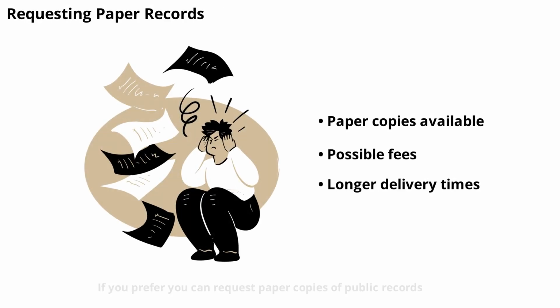If you prefer, you can request paper copies of public records. Keep in mind that this may involve additional copying and mailing fees, and delivery may take longer than digital formats. Be sure to specify your preference in your request and check with the agency about any associated costs.